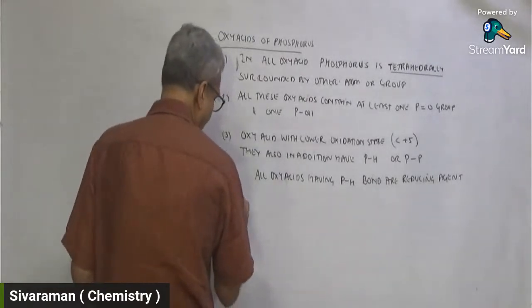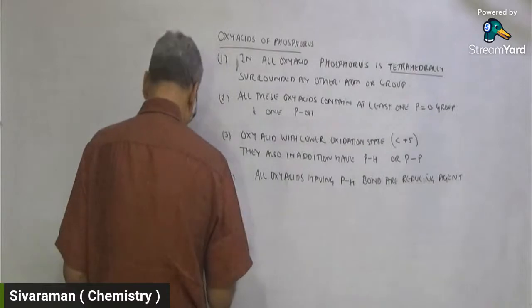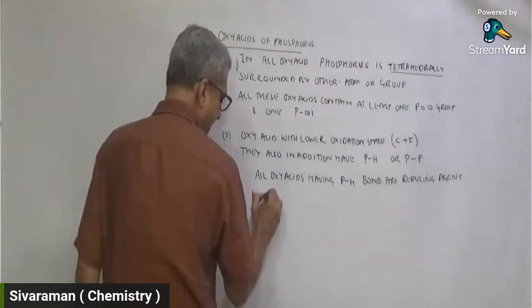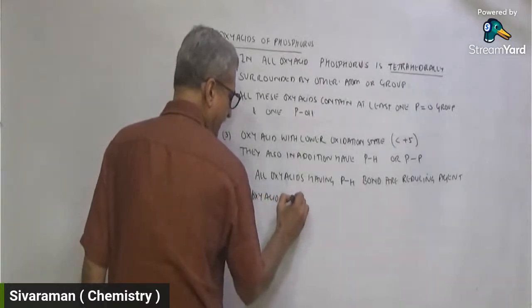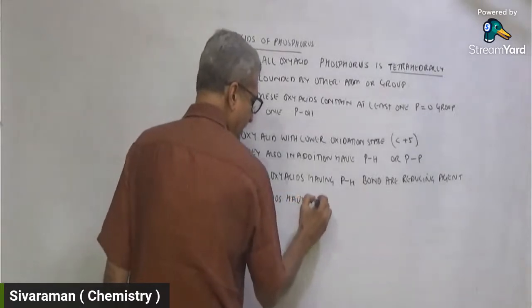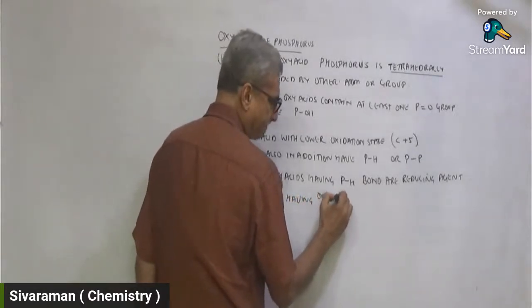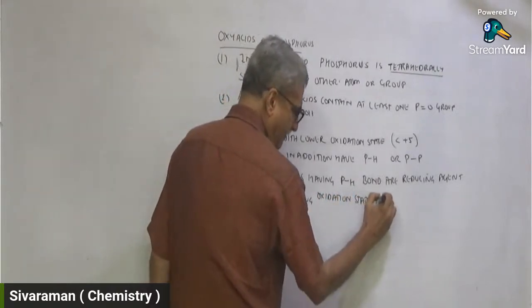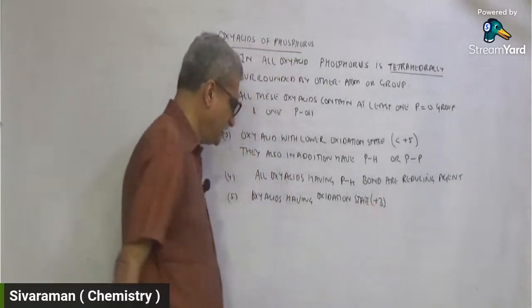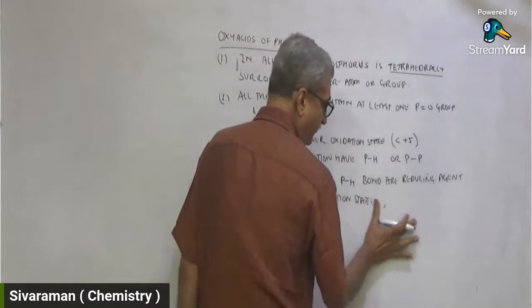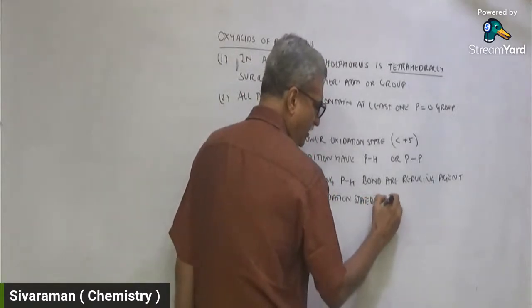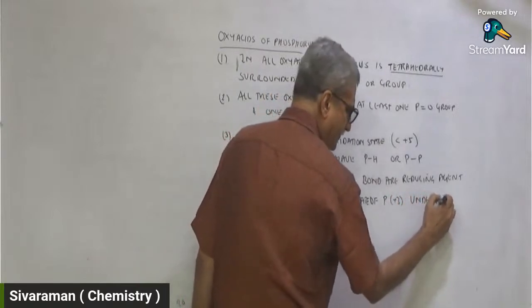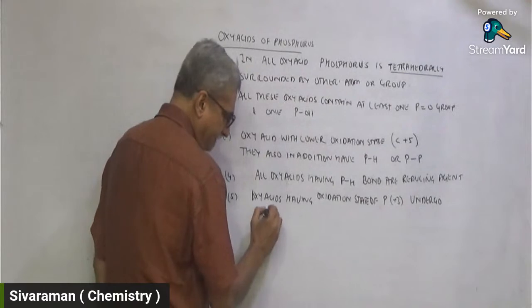Then the fifth one, oxyacids having oxidation state of phosphorus plus 3 undergo disproportionation.